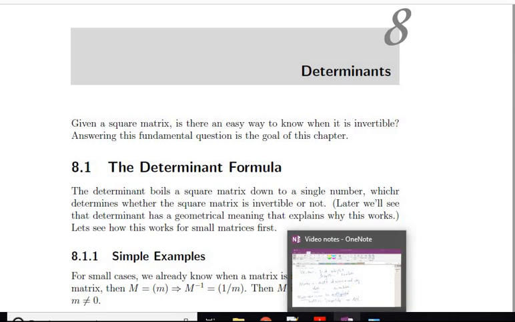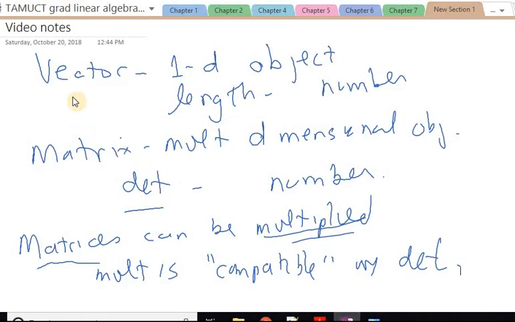So let me give a little perspective. Now let's go back to what a vector is. A vector really is a one-dimensional object. You think of it as specifying a direction or a line. Any line through the origin is associated with a vector. Now, a vector also has a number associated, which is its length. Length tells you something about the vector, gives you an idea of the vector's size.